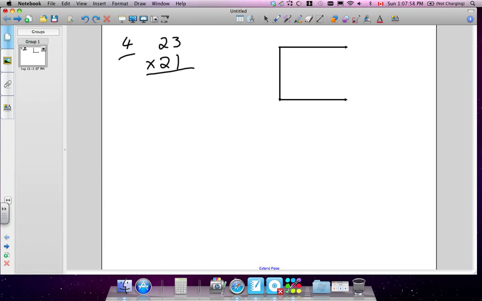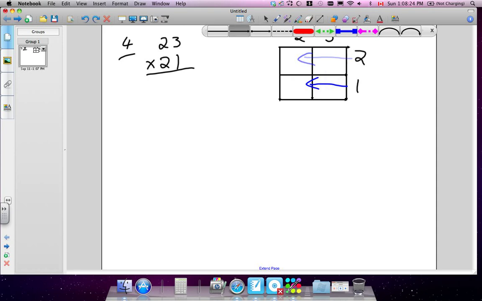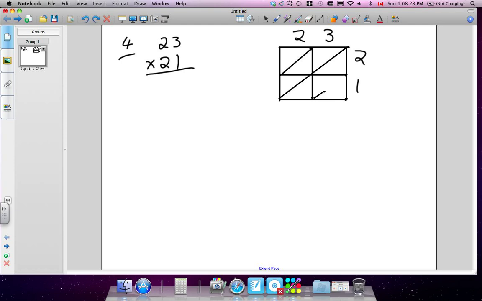The way it works is you set up boxes with the numbers. So our numbers were 23 and 21. If you notice, I have a box for the 2s and the 3s, and then one for the 2s and the 1s. So I make sure I have boxes all the way across. And the other thing I do is I just put diagonals through them. So this is how we can set up a second one.